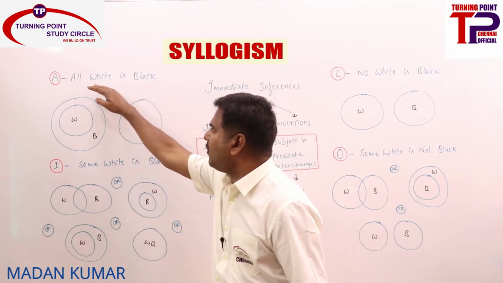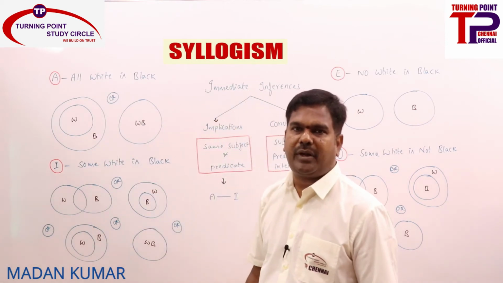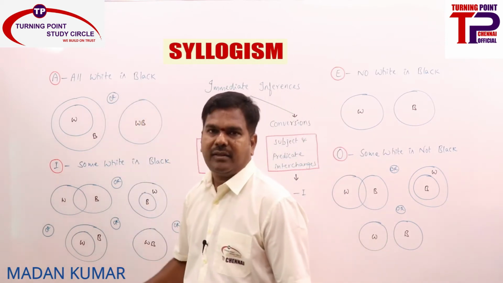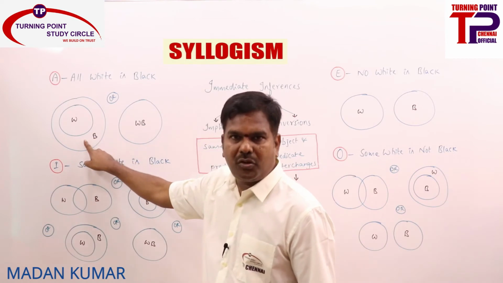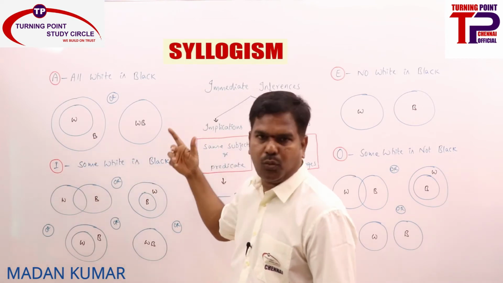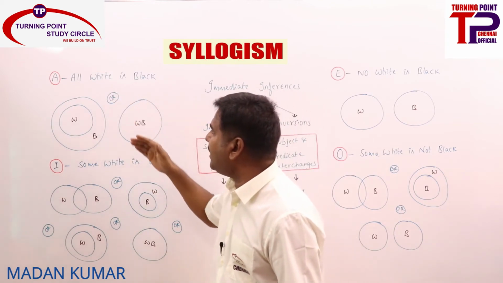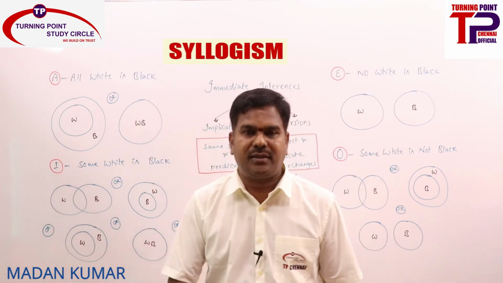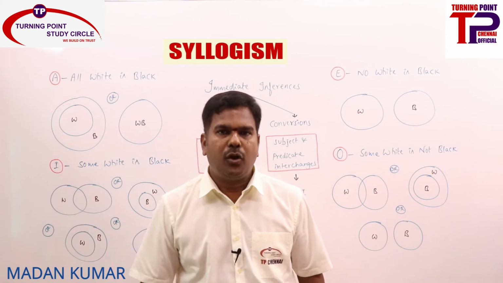See that from A, can we derive the O statement? What is the O statement? Some white is not black. Is it true? No, right? All white is black, some white is not black. Definitely not true. Here also ruled out. So A cannot be implied by O statement. What does that mean? A cannot be implied by O statement.